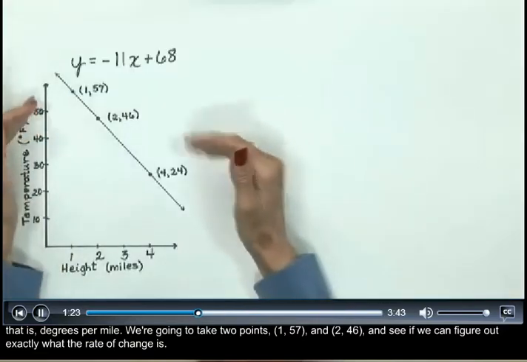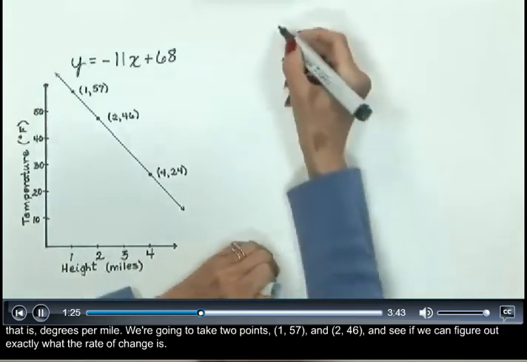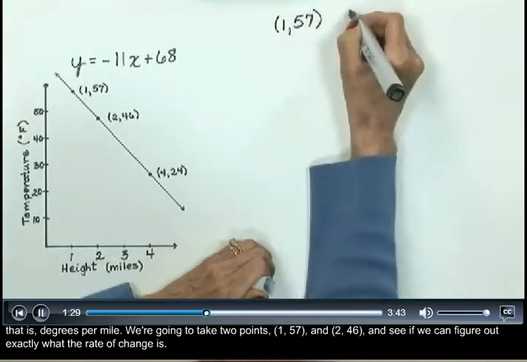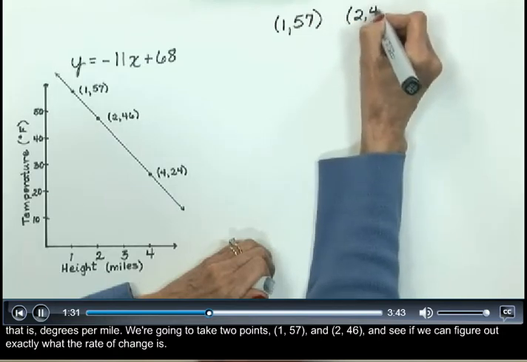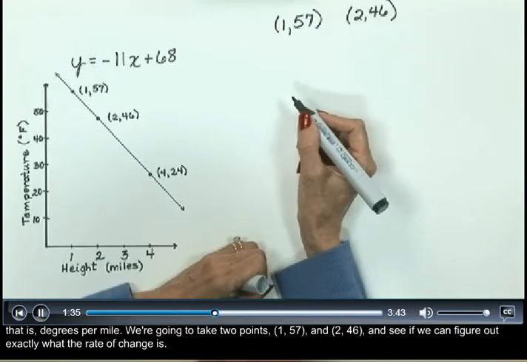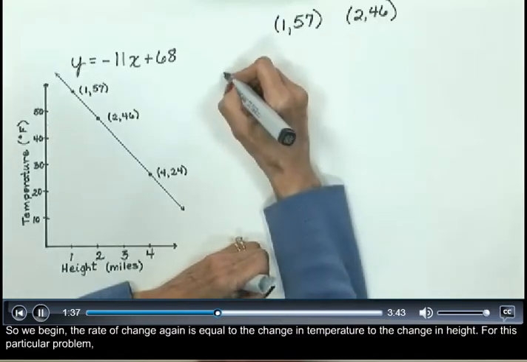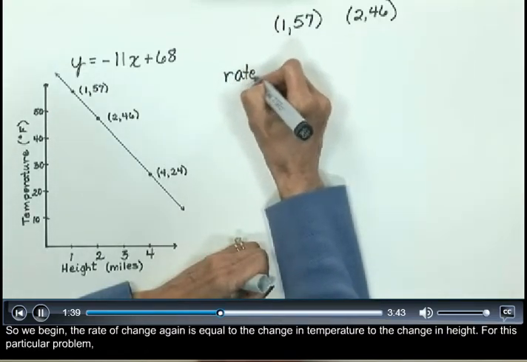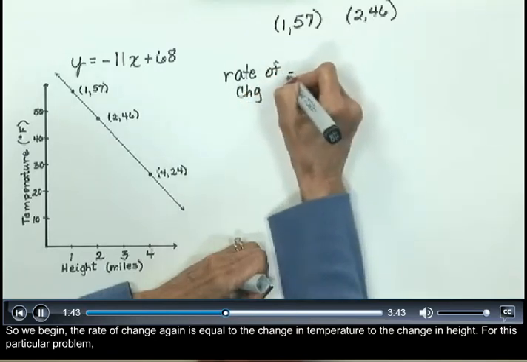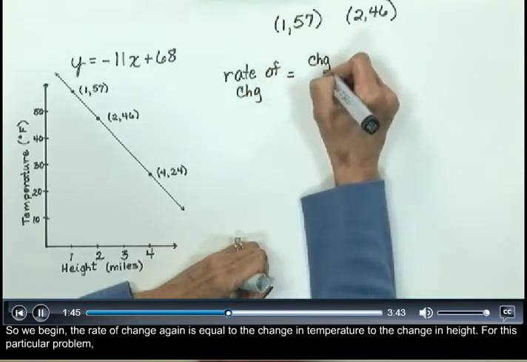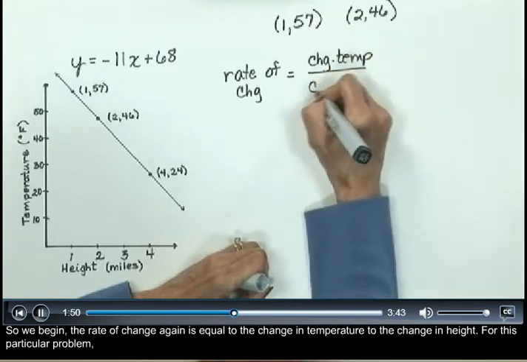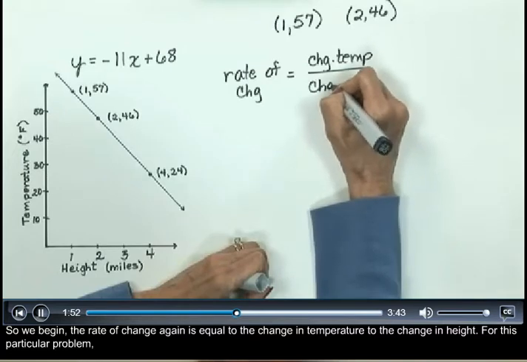We're going to take 2 points, (1, 57) and (2, 46), and see if we can figure out exactly what the rate of change is. So we begin. The rate of change, again, is equal to the change in temperature to the change in height.